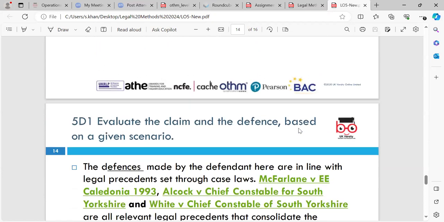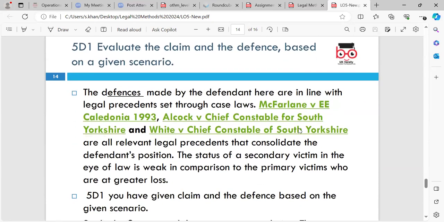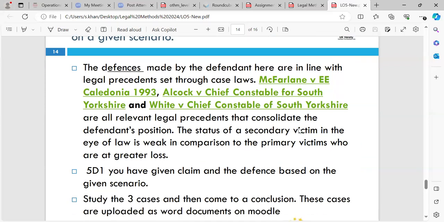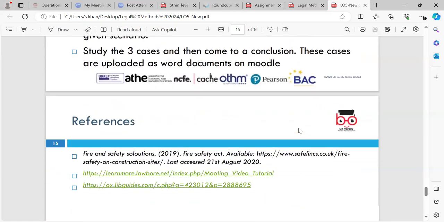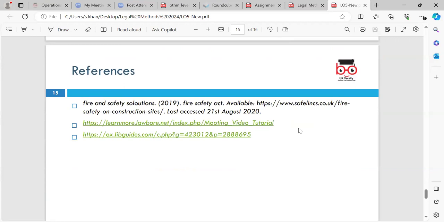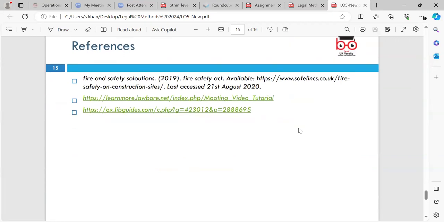and what the ratio decidendi was. We looked at 5D1, evaluate the claim in Harry's situation, and the defence based on the given scenario. So, some cases like McFarlane, Alcock, and White, and then some references that you could use, and some videos there on mooting that you could go on to help you. Any questions on learning outcome 5?